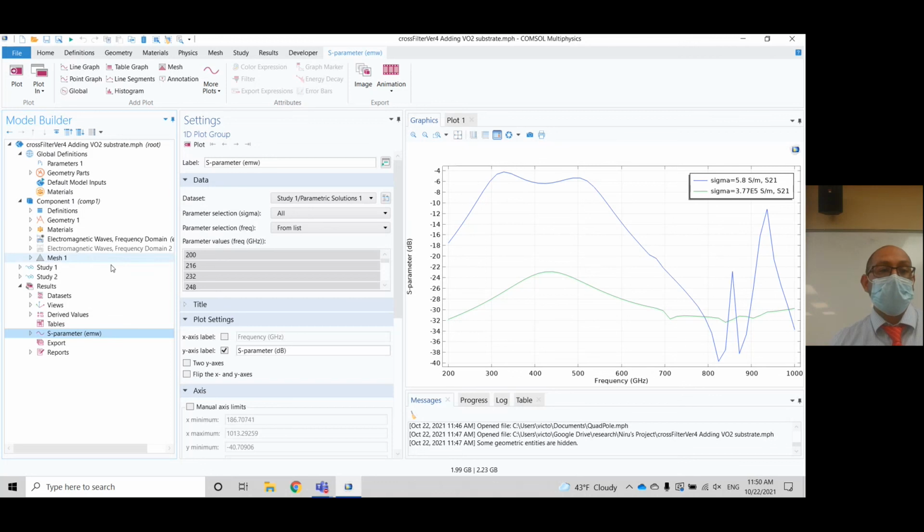The way you simulate this is by basically solving Maxwell's equations at every single frequency. So you do a sweep of all the frequencies between 200 gigahertz and 1,000 gigahertz.